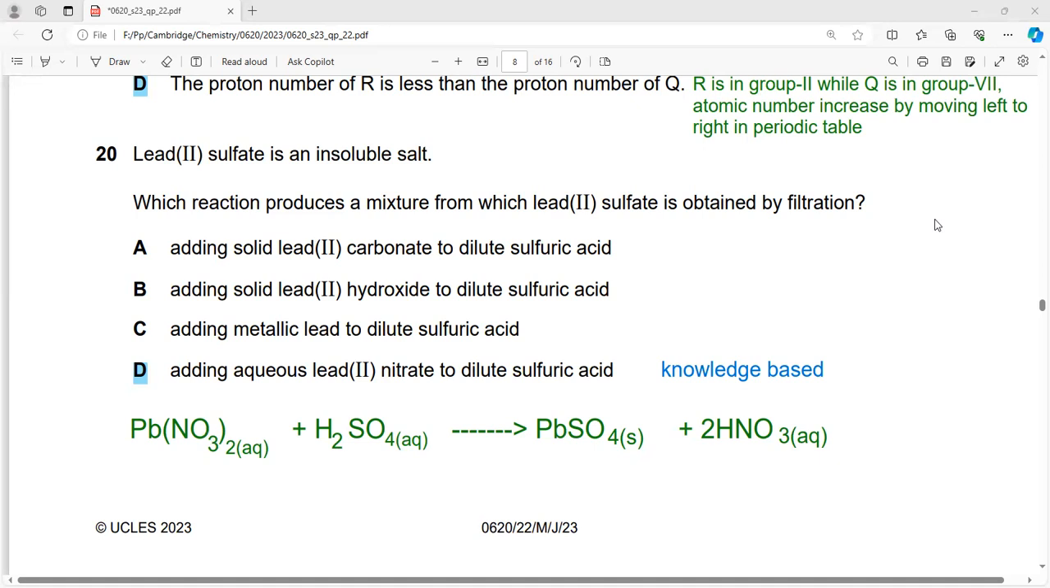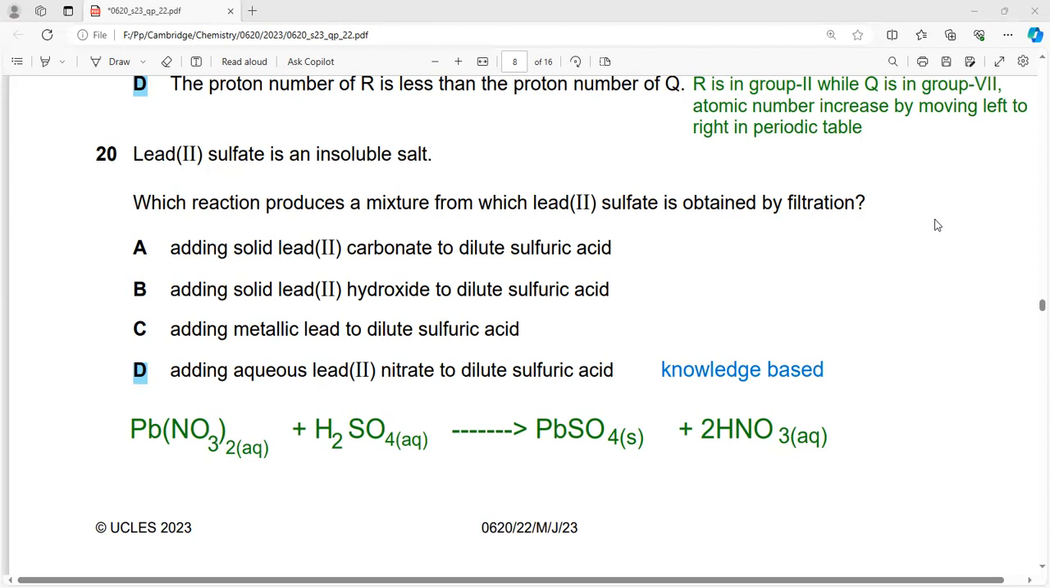We have lead nitrate, which contains lead, and we have sulfuric acid, which contains sulfate. We add them together in aqueous form, and this produces insoluble lead sulfate and nitric acid in aqueous form. We filter it and can separate the solution from the lead sulfate, which is in a solid state as a residue.